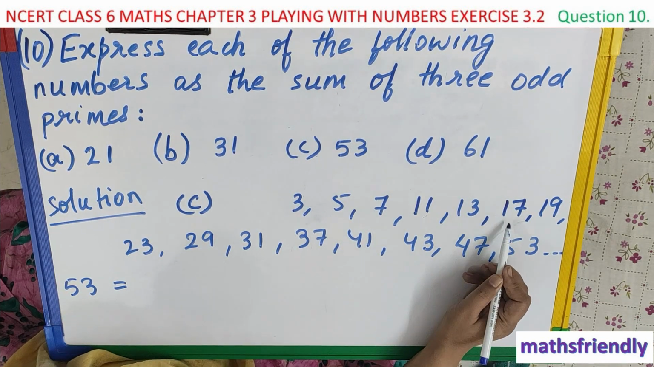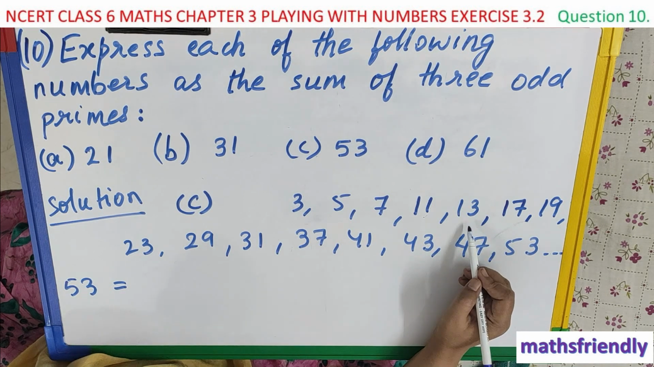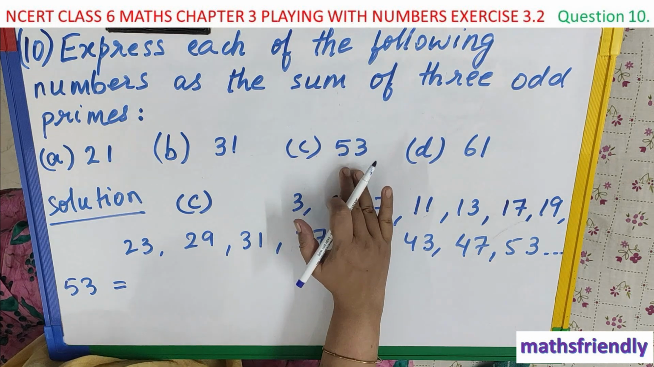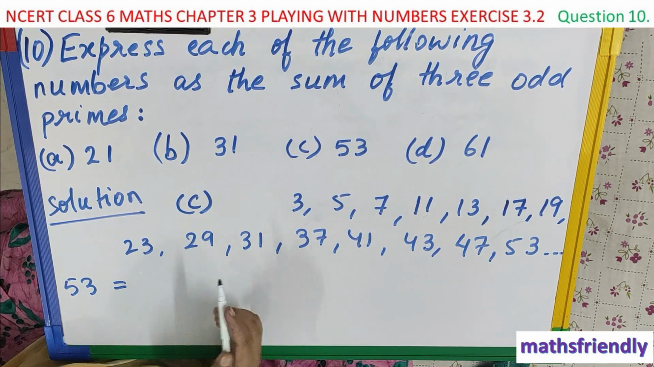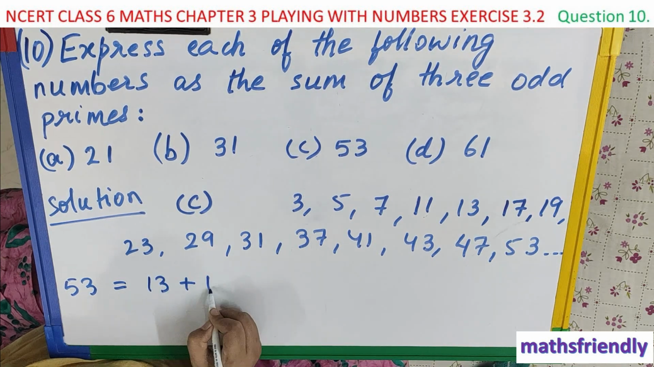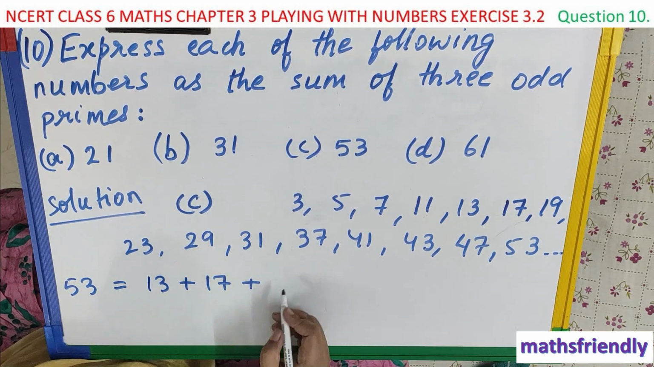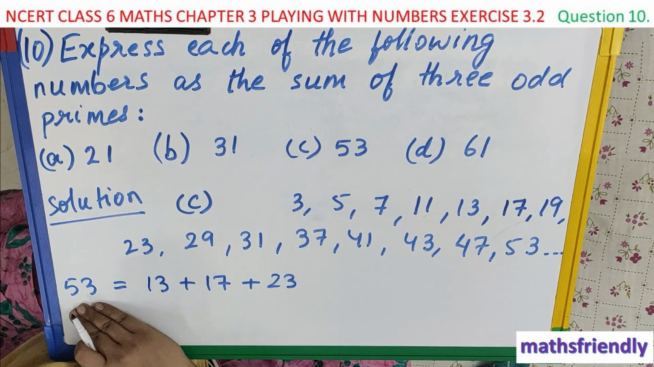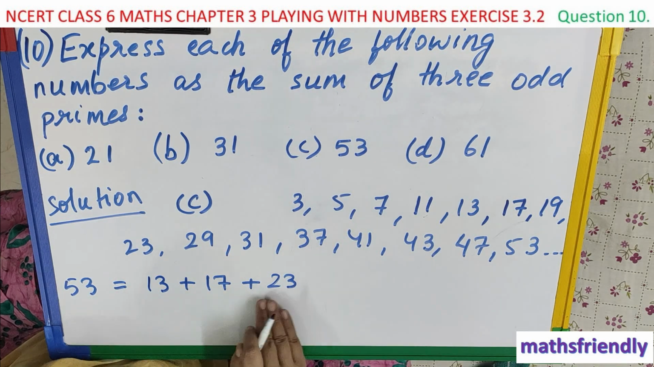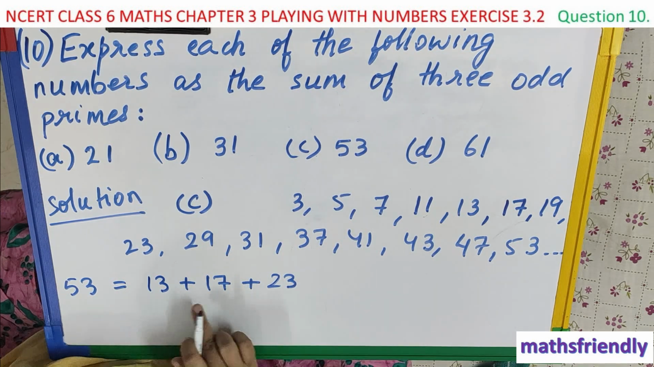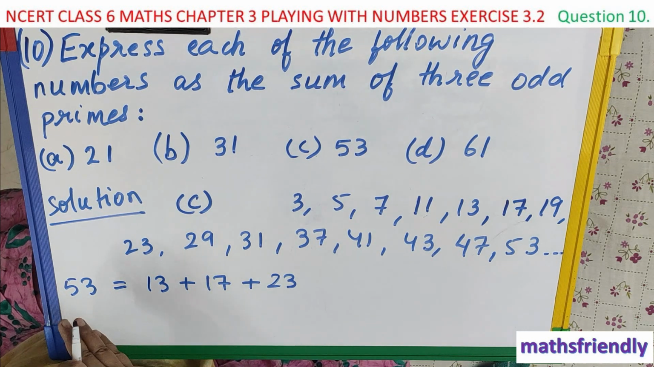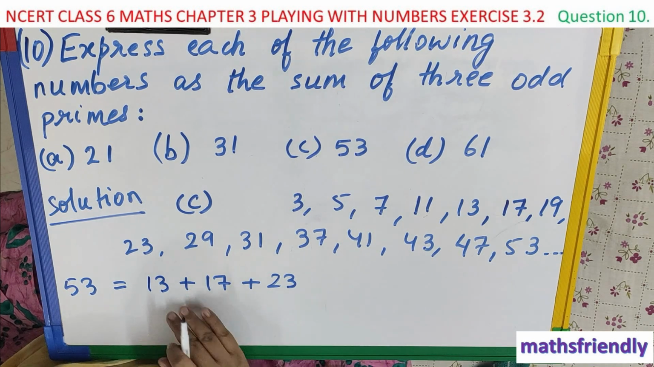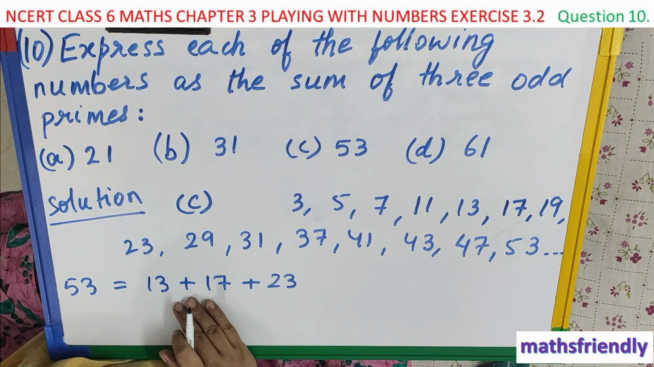So 13 plus 17 will give how much? It is 30. In 30, how much should be added to get 53? It is 23. Okay, see, 13 plus 17 will give 30, and 30 plus 23 will give 53. So it means we have expressed 53 as a sum of 3 odd prime numbers. All of these 3 numbers are odd prime numbers. There are other ways also to express this number, right?